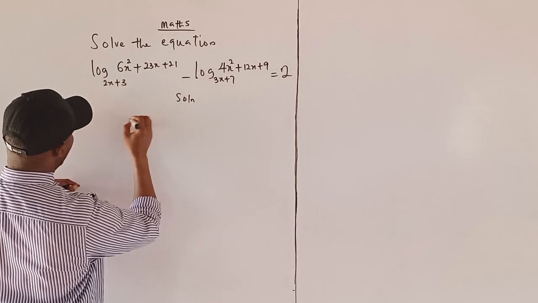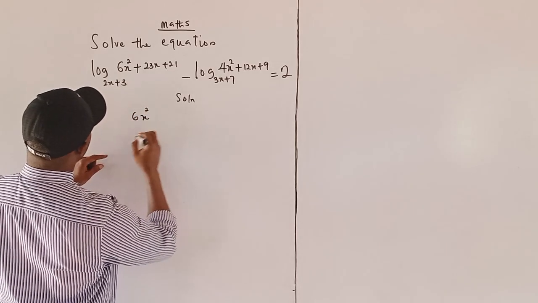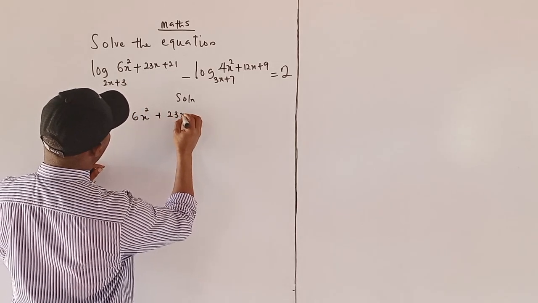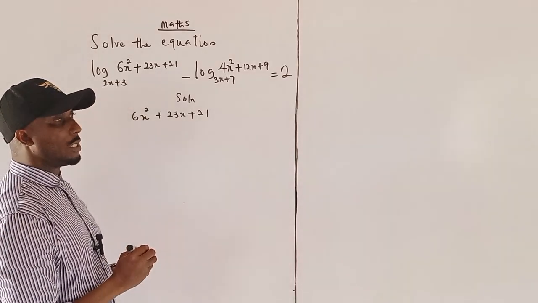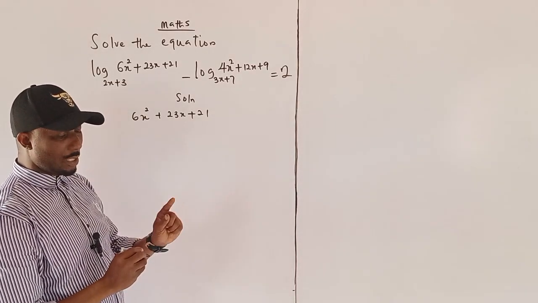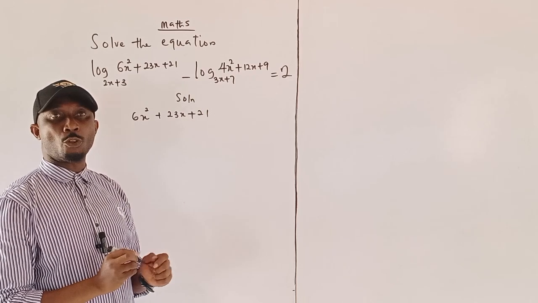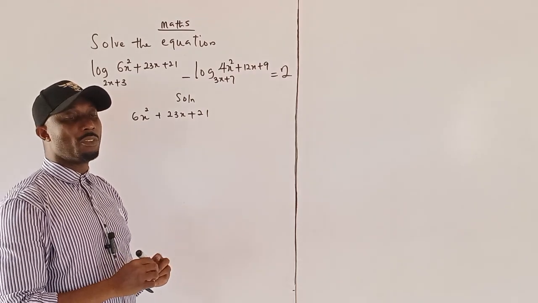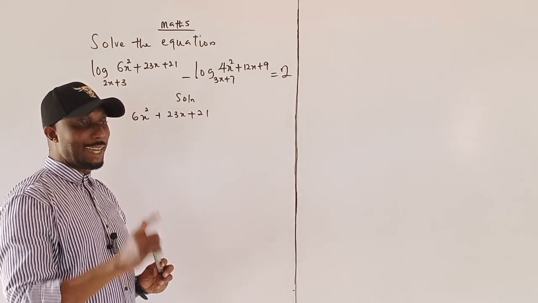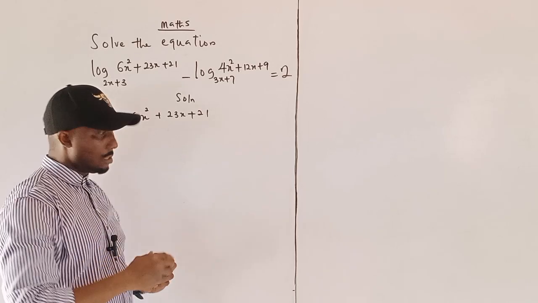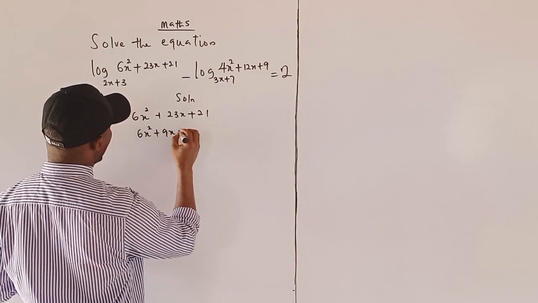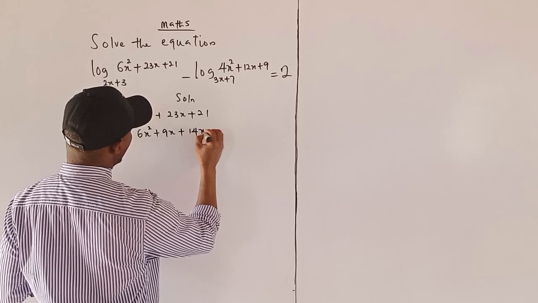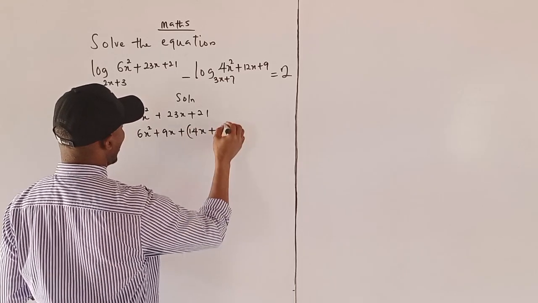I will start by taking the first quadratic, 6s squared plus 23s plus 21. 6 multiplied by 21, that is 126. Two factors of 126 that can give 23 when added are 9 and 14. So I will then write 6s squared plus 9s plus 14s plus 21, and then group.